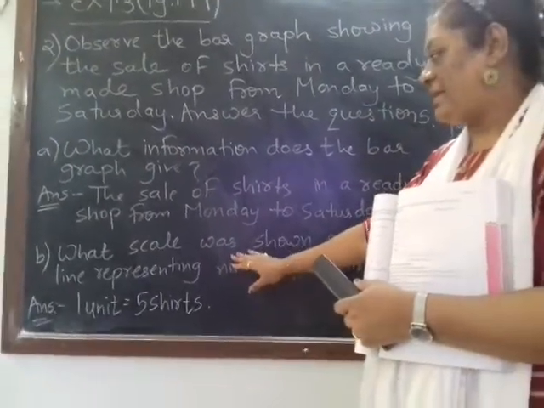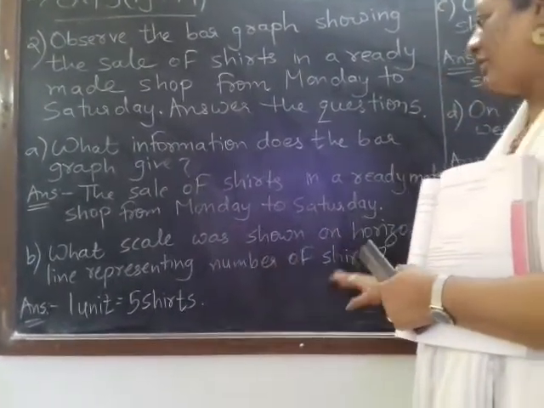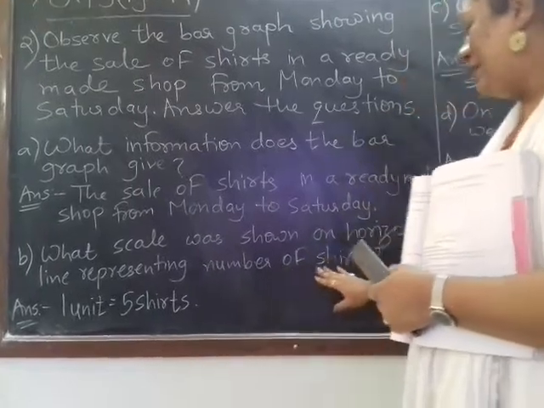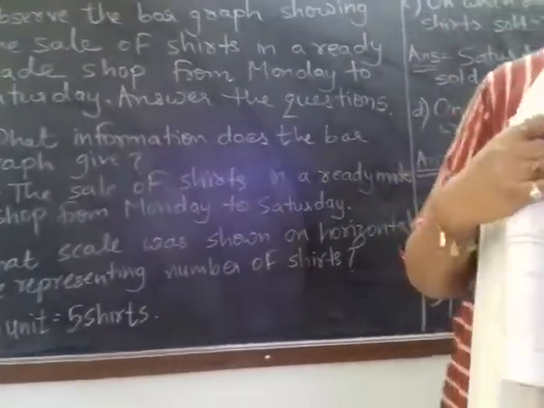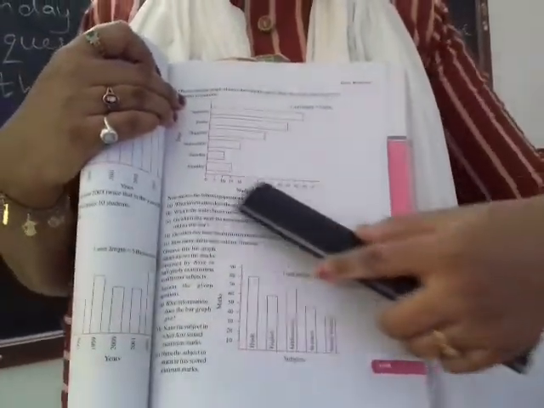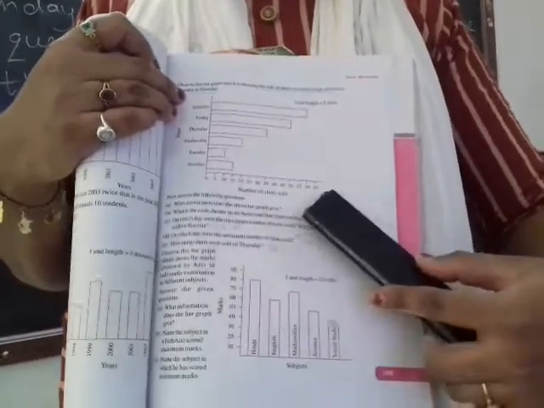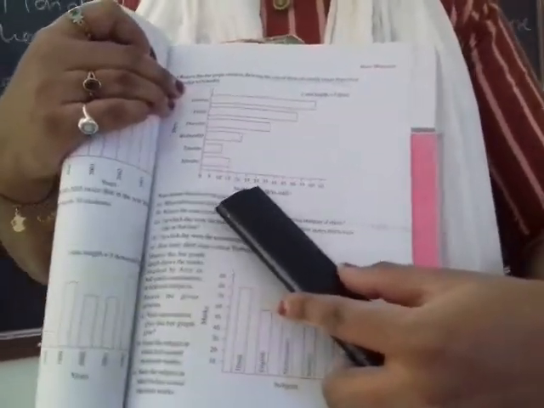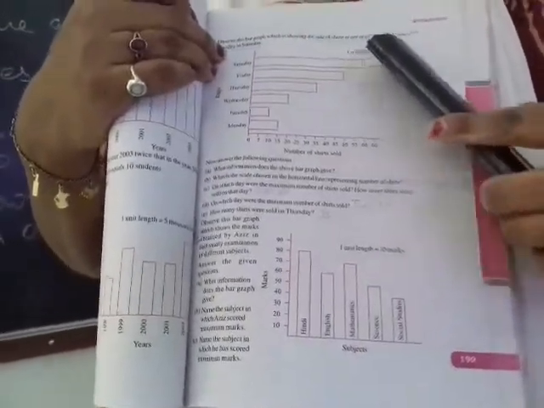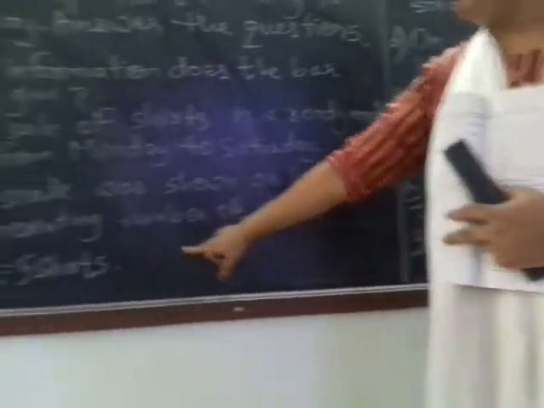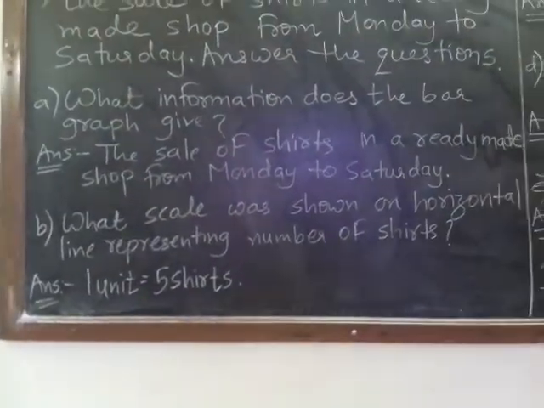Question number B, what scale was shown on the horizontal line representing the number of shirts? What is the scale or what is the unit given? 1 unit is equal to 5 shirts. This is for the horizontal line, the numbers given regarding the number of shirts sold. So the scale is, after 0 we have 5. So 1 unit is equal to 5 shirts. 1 unit is equal to 5 shirts is the answer.